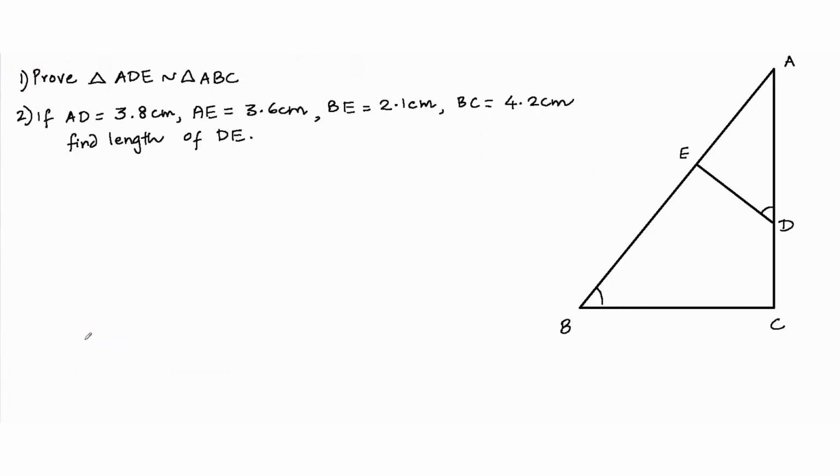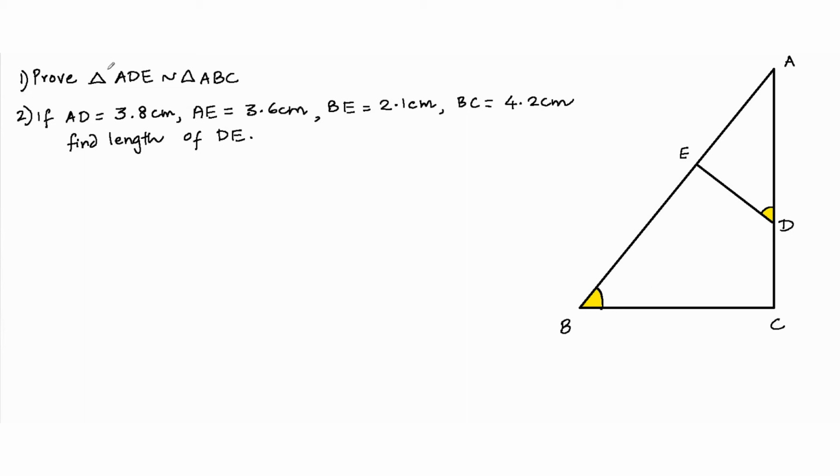So in this question, look at the diagram. It's given that angle ADE is equal to angle ABE. This is given to me in the diagram, so let's quickly mark that. We have to prove that the two triangles are similar. Let us first mark the equal angles. We have angle D here equal to angle B here.